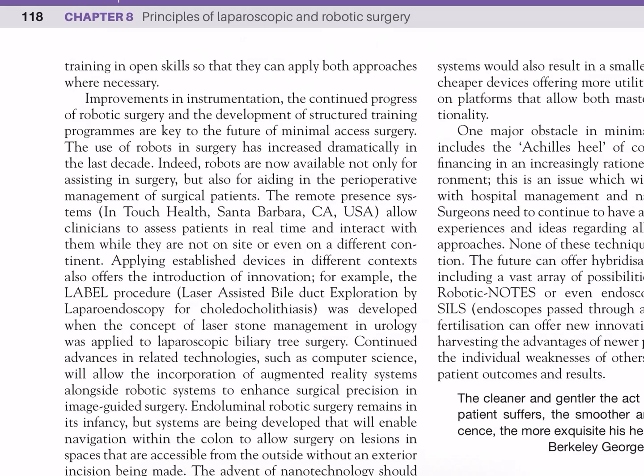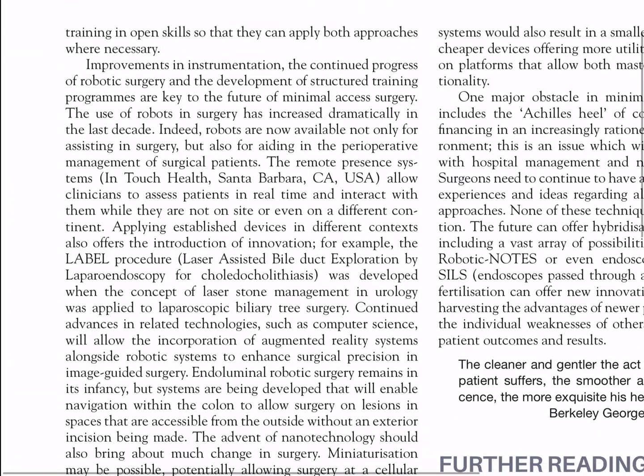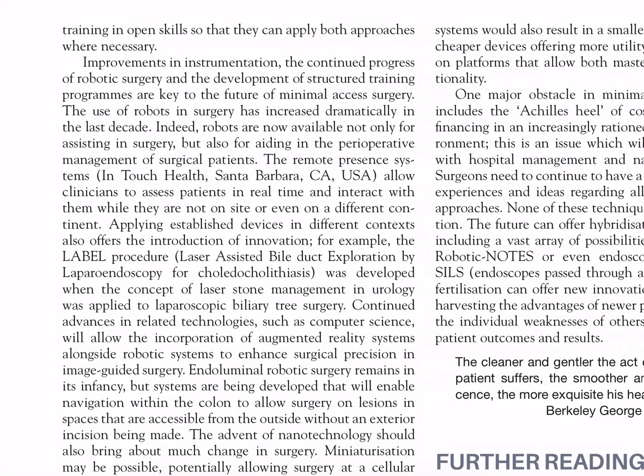The use of robots in surgery has increased dramatically in the last decade. Indeed, robots are now available not only for assisting in surgery but also for aiding in the perioperative management of surgical patients. The remote presence systems allow clinicians to assess patients in real time and interact with them while they are not on site or even on a different continent.